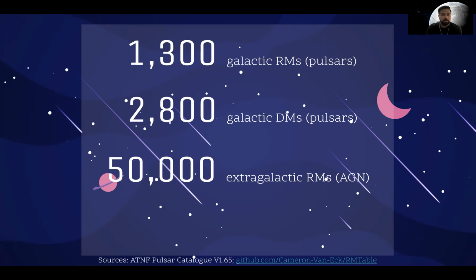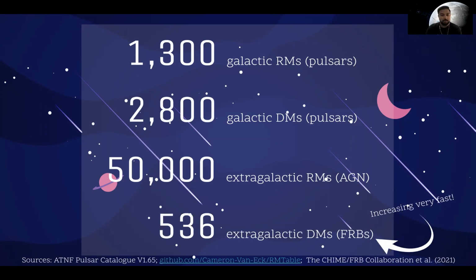We have some probes of extragalactic RM, which you can see, 50,000 or so AGN, but we cannot get dispersion measure from AGN. So until recently, we didn't really have a good probe for extragalactic dispersion measure, but now we're starting to get a lot of fast radio bursts. So specifically the CHIME FRB collaboration released a catalog just this year of about 536 FRBs, and this number is expected to increase very fast, not just with CHIME FRB, but also with future radio surveys like the SKA.